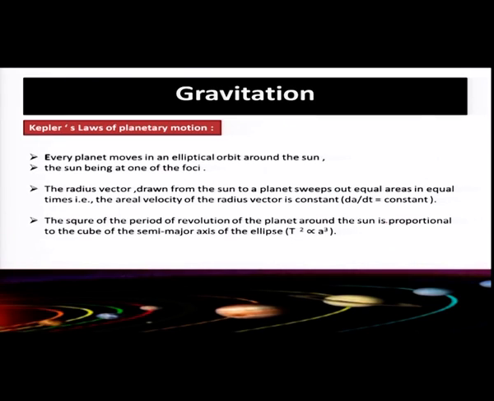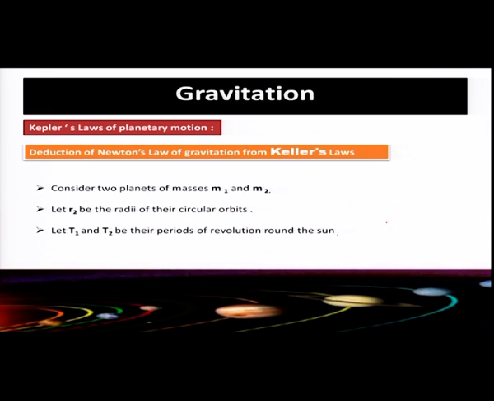And the third important parameter is the square of the period of revolution of the planet around the sun is proportional to the cube of the semi major axis of the ellipse. If T is the time period of the planet and a is the semi major axis, then mathematically I can write T squared is proportional to a cube.